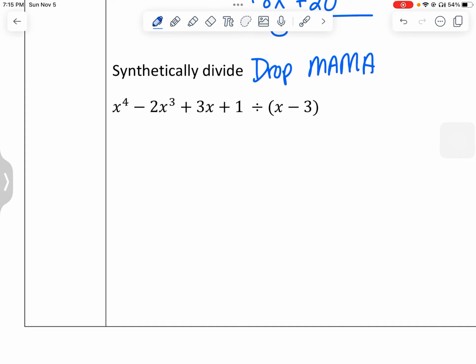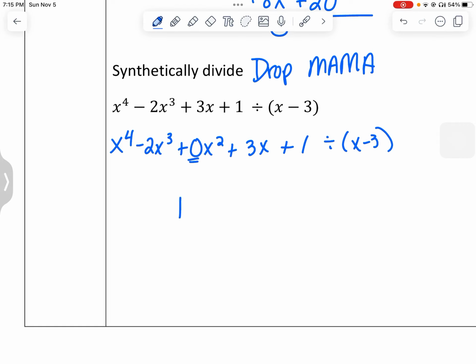So we got to line up our coefficients. We have an x to the fourth minus 2x cubed. We have 0x squared, so we have to put a 0 in for that placeholder, plus a 3x plus a 1. And then we're dividing by x minus 3. So first you're going to list your coefficients in order from highest exponent to lowest. So it's a 1x to the fourth, negative 2. We had 0x squared, 3, and then 1.